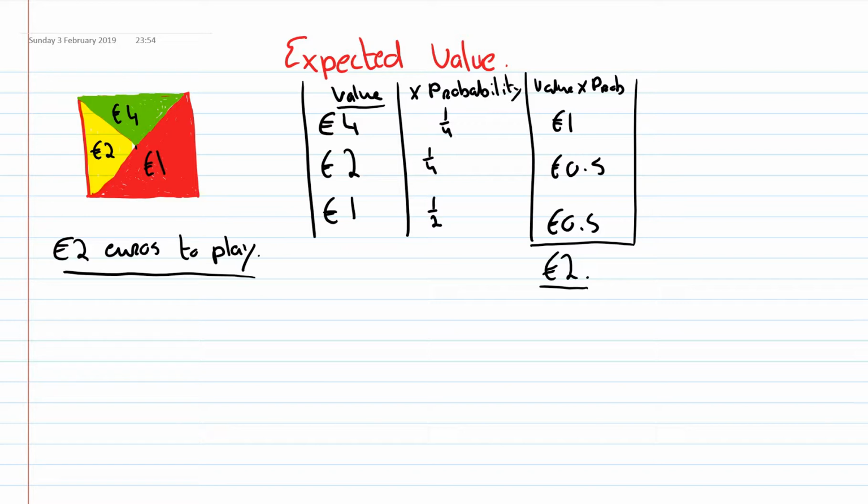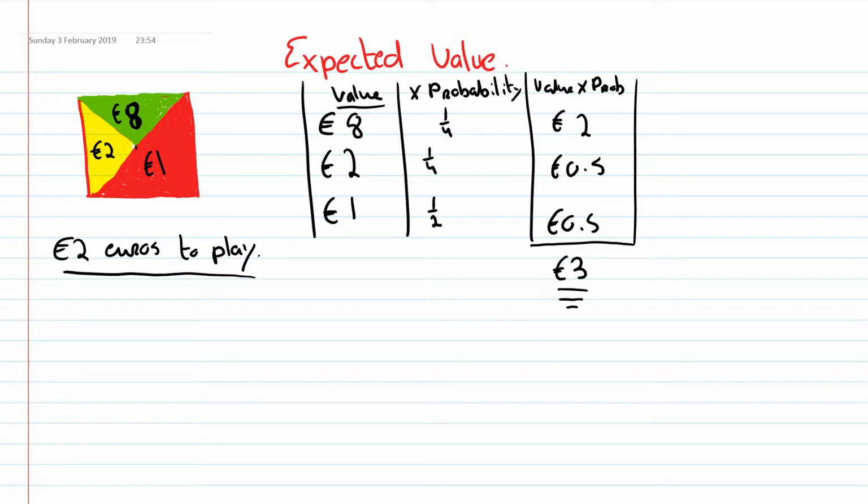Let's have a look. Let's change the amounts. Let's say I was going to win, say, €8 on the green. Okay, so €8, and a quarter of 8 is 2. So that would be €3. So now my expected value is €3.